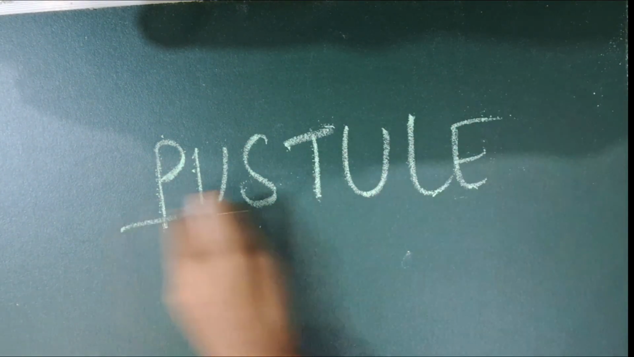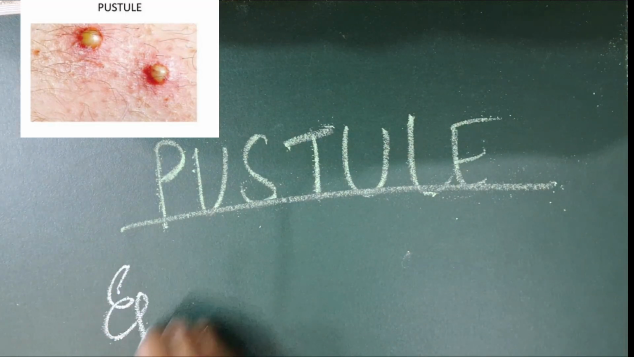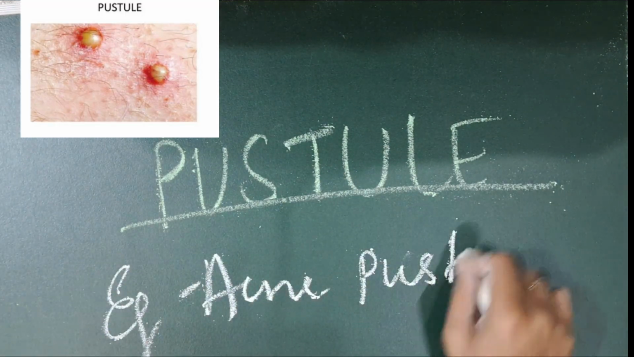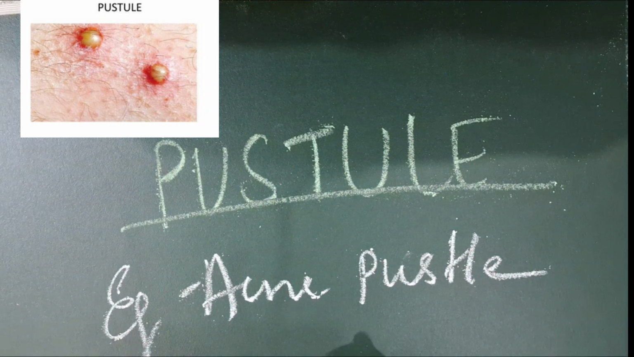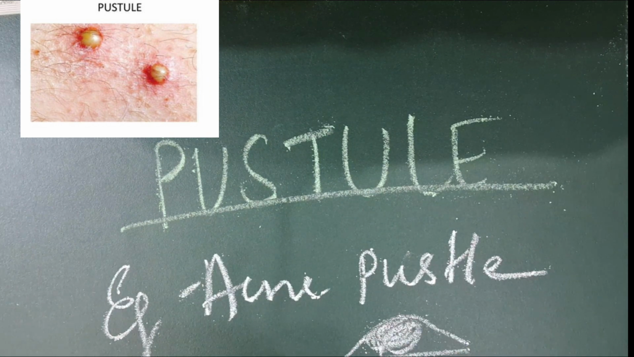Next we have pustule. Pustules are raised lesions containing purulent material. What is purulent? Purulent material is waste products composed of pus, debris, bacteria. For example, take an acne pustule. The white material filled inside the acne is the purulent material: pus, dirt, bacteria and all. So pustules are raised lesions containing purulent material.